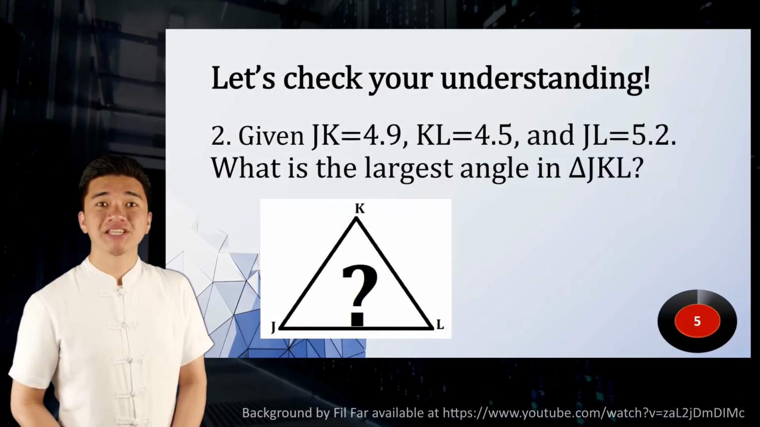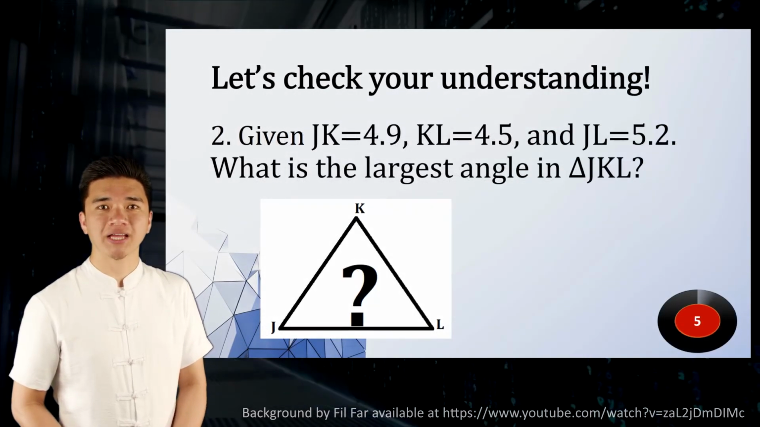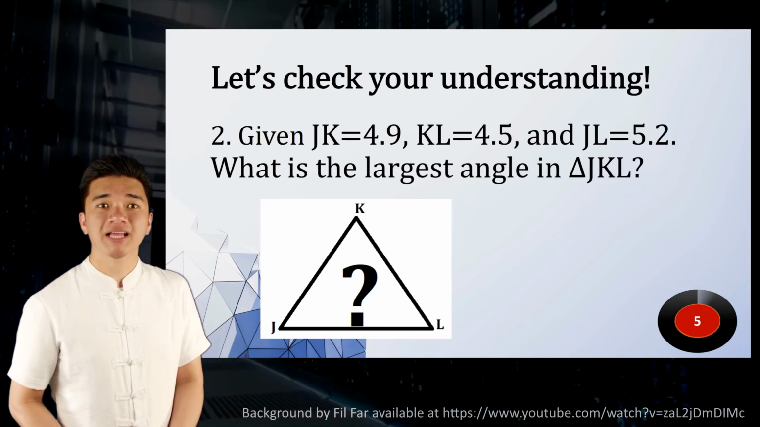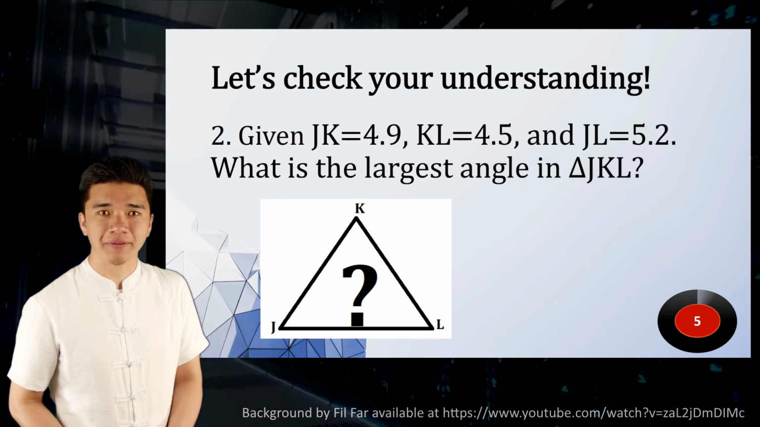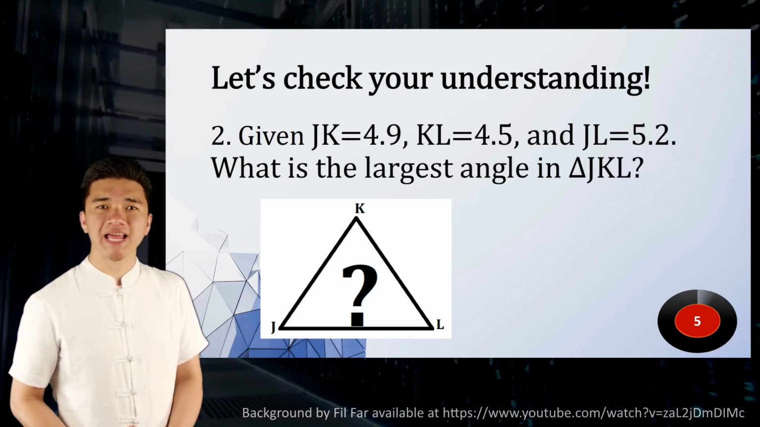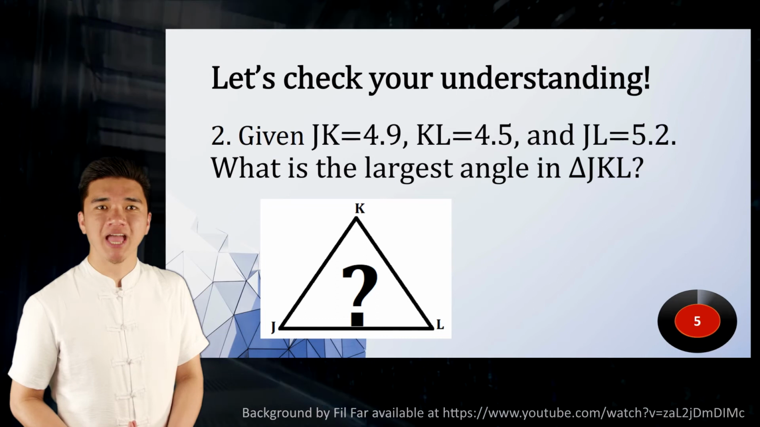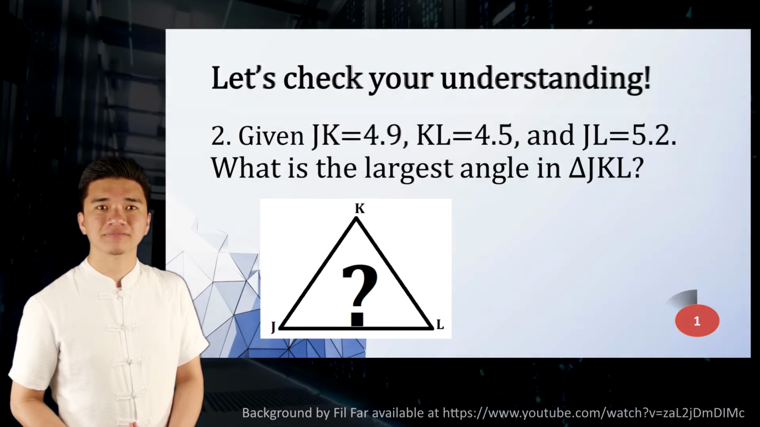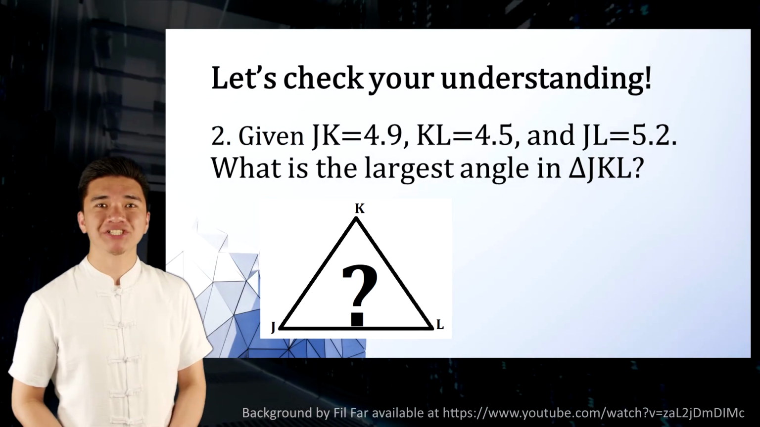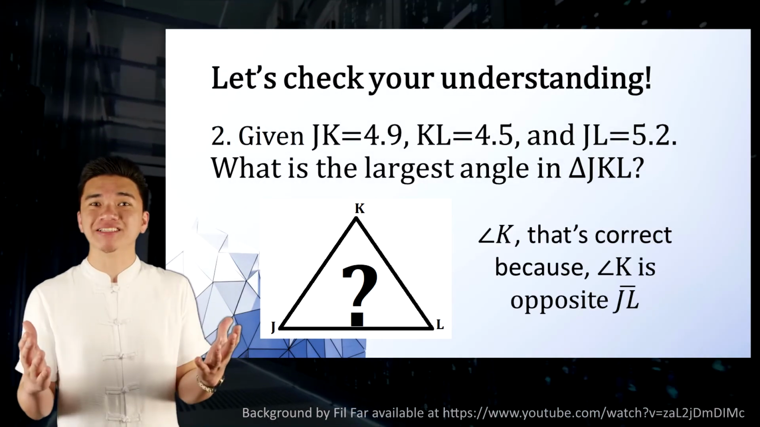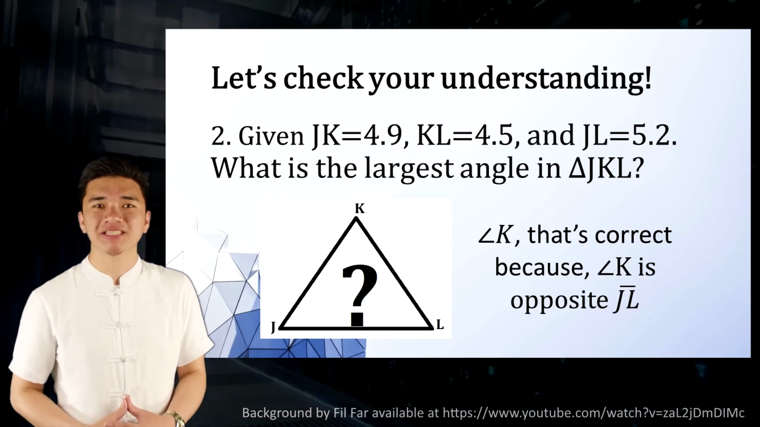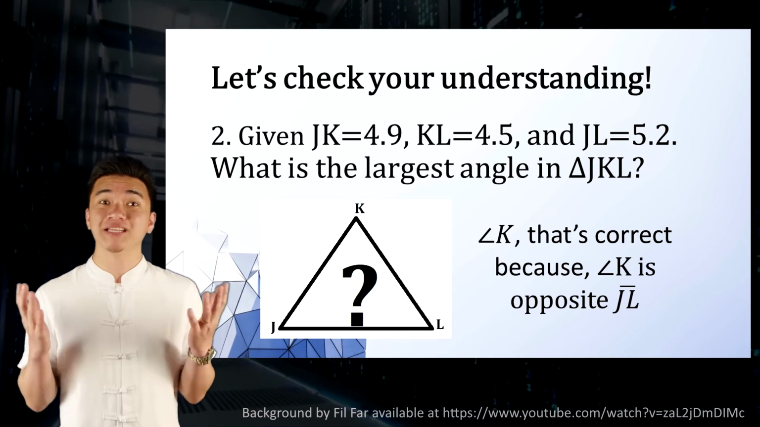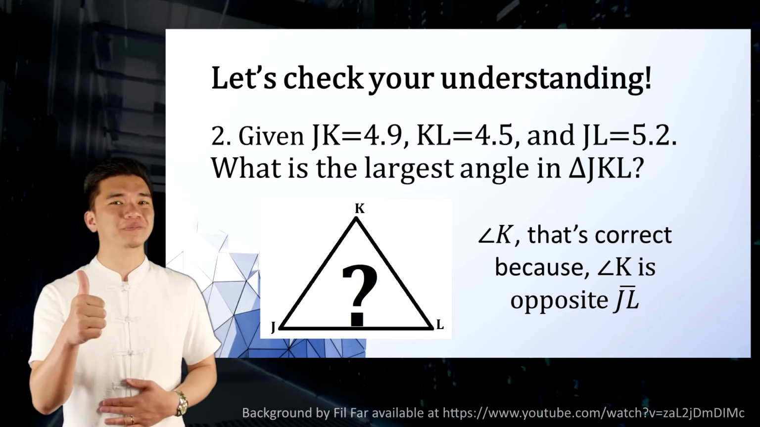Number 2. Side JK is equal to 4.9. Side KL is equal to 4.5. And side JL is equal to 5.2. What is the largest angle in triangle JKL? If your answer is angle K, that's brilliant because angle K is opposite side JL. Did you get all the items right? If yes, great job!